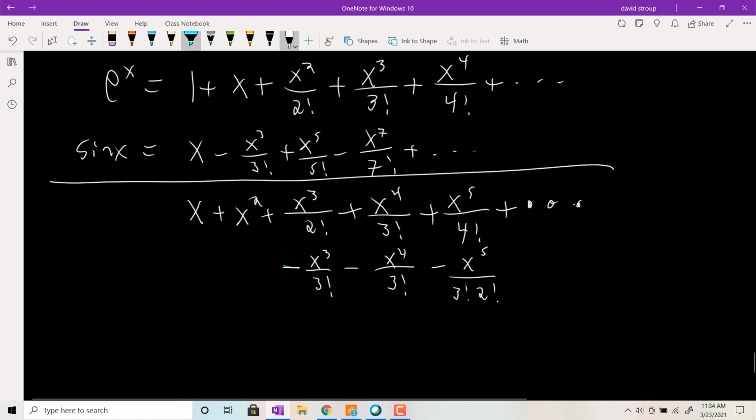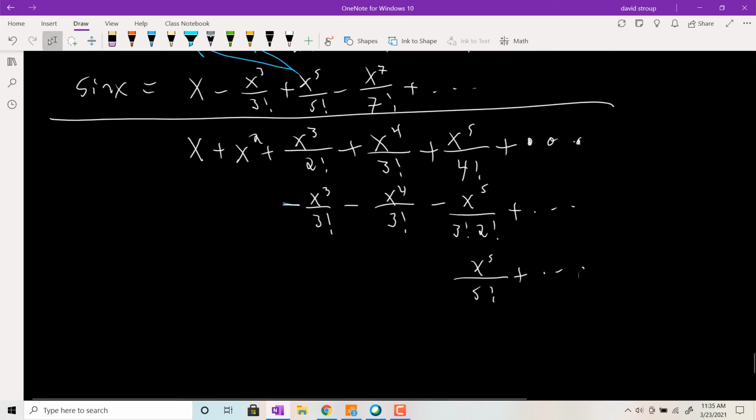The x to the 5th, and you're distributing that. I don't need too many of them. x to the 5th, yeah, so I need the first one. x to the 5th over 5 factorial. And of course these go on and on. If we need to, we can add more in. But for now, I think that's going to be enough to get us the first 4 terms.